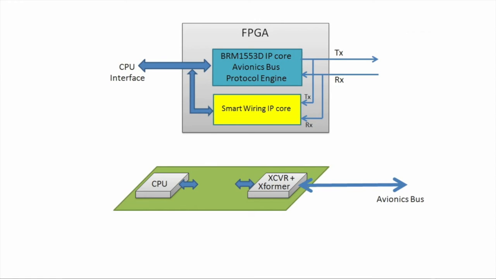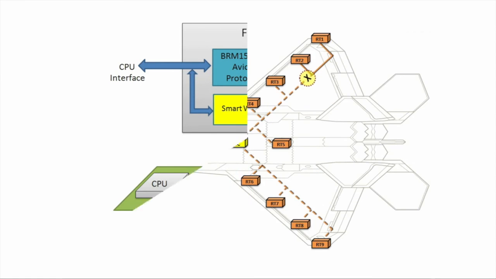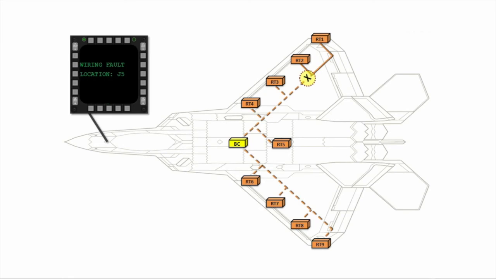Whenever a wiring fault occurs, even an intermittent one, the smart wiring IP will immediately detect it and report its location to the CPU. On a system level, wiring fault diagnostic information which never existed before will now be available to the technical team as a result of using CTAL's smart wiring technology.